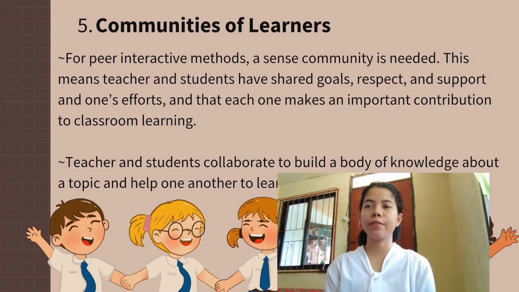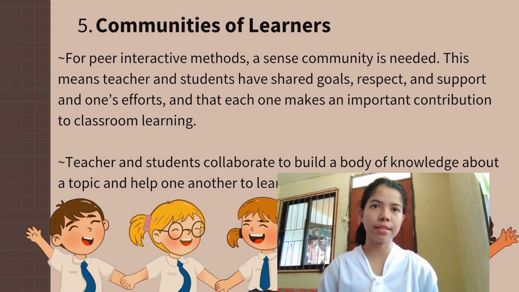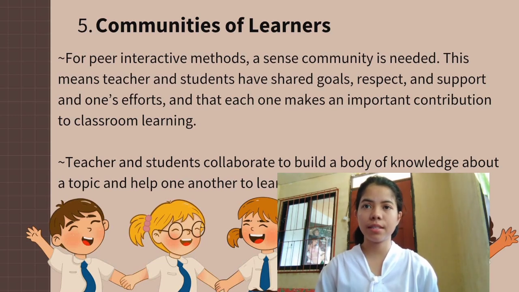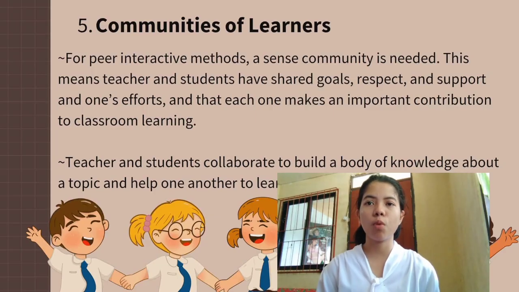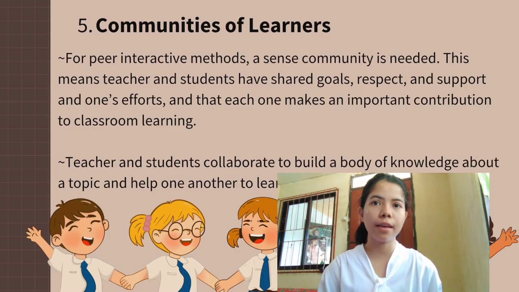So lastly, we have the communities of learners. For peer interactive methods, a sense of community is needed. This means the teacher and students have shared goals, respect, and support for one another's effort, and that each one makes an important contribution to classroom learning. So in a peer interactive method, there should be a sense of community in the classroom so that the teacher and the students have shared common goals, respect for each other, and support for one another's effort, in order to contribute to each other's learning.